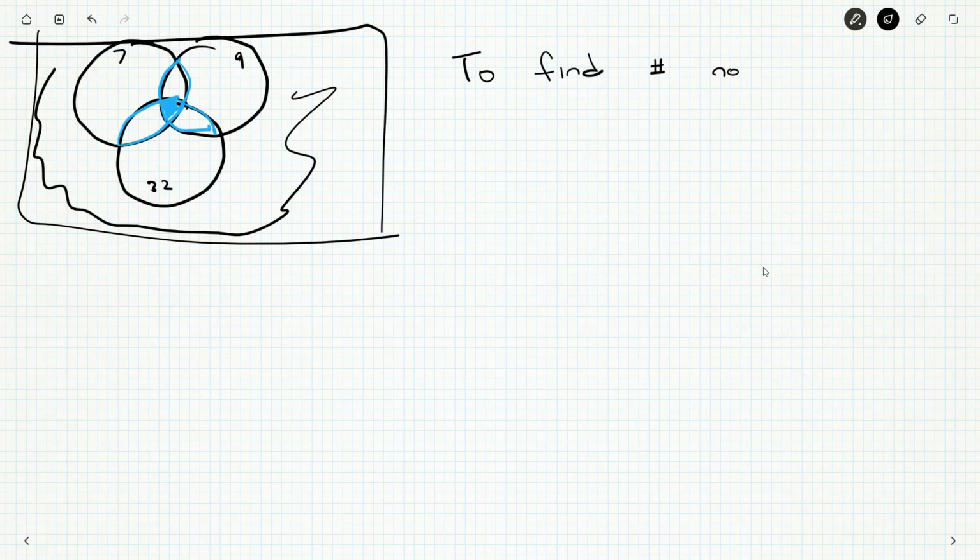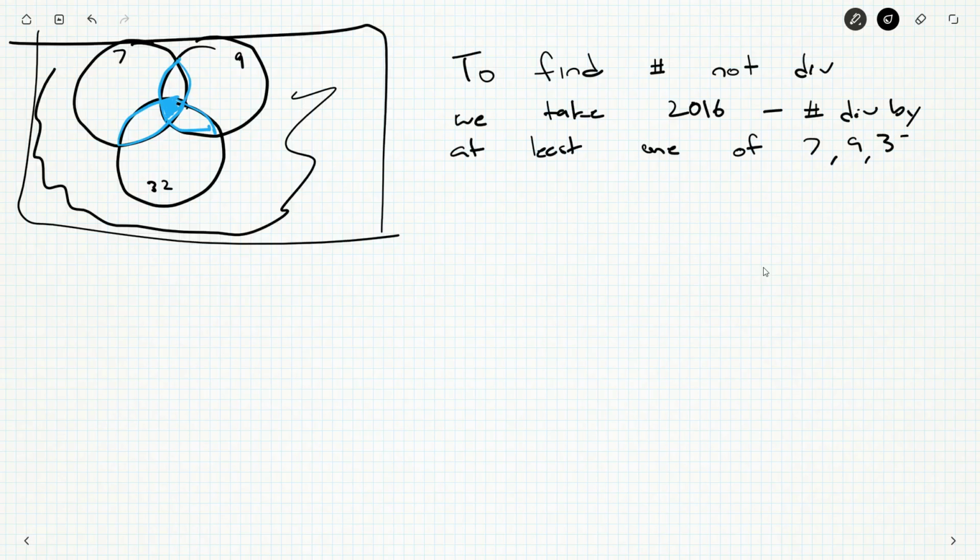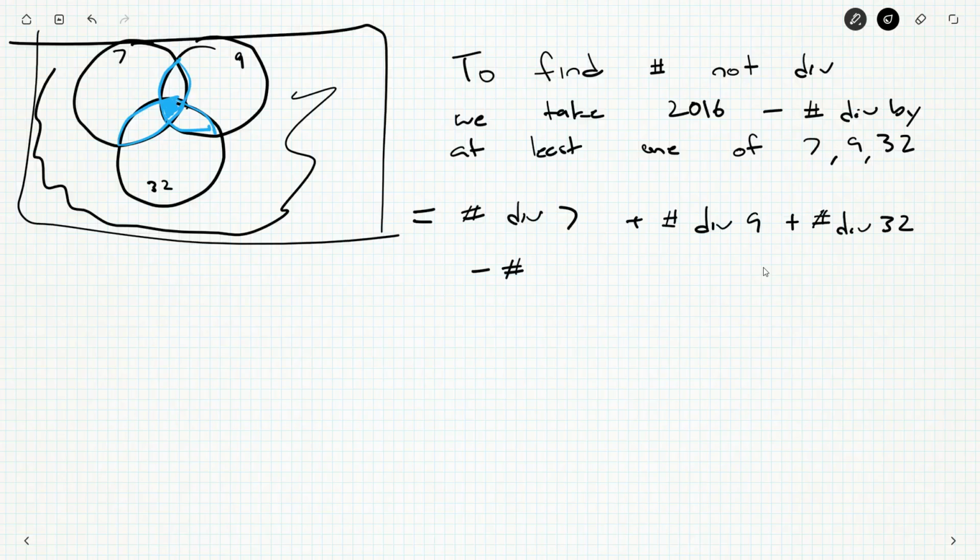To find the number not divisible, we just take 2016 minus the number that are divisible by at least one of 7, 9, 32. So this is the number that are divisible by 7, plus the number that are divisible by 9, plus the number divisible by 32, so we're including everything, but there are some that we've included multiple times, so we've got to exclude overlaps, minus divisible by 7 and 9.